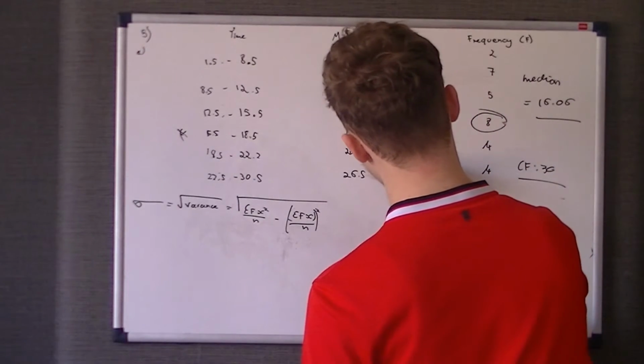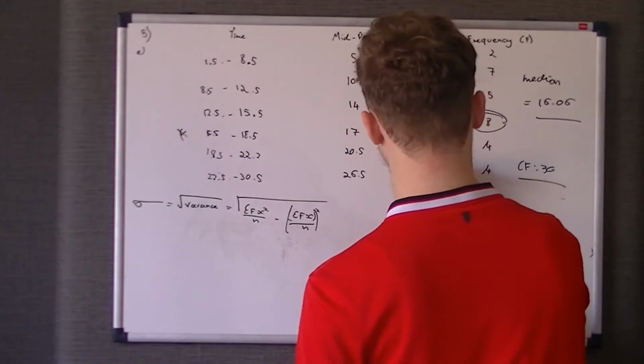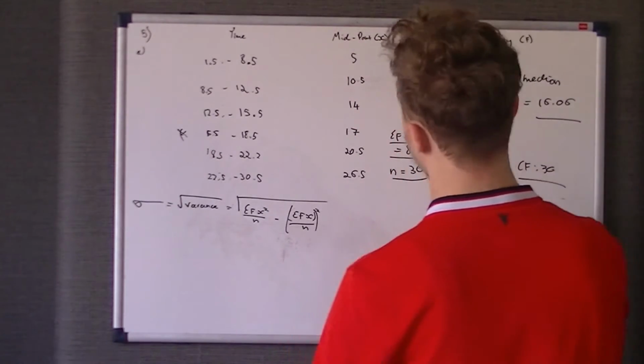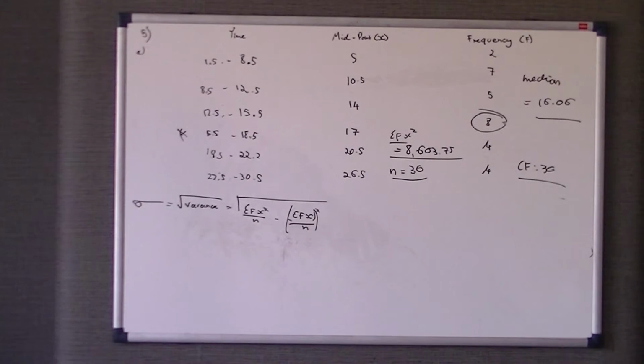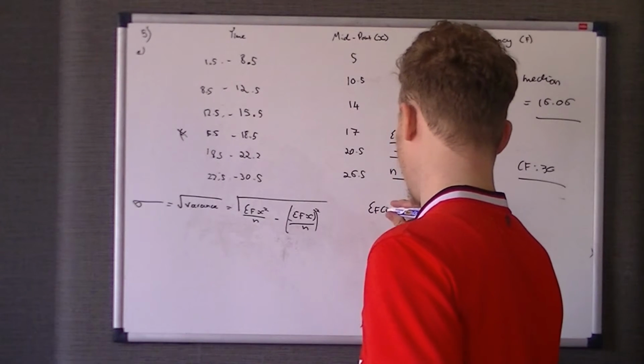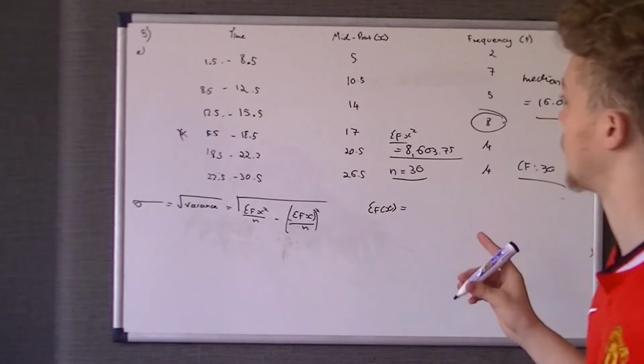And obviously we know n, the number of people, is 30. So there are two values we've got. Therefore, if we look at this and compare it, the only value we need is the sum of fx, because obviously we clearly don't have that. The sum of fx is just the midpoint times the frequency.